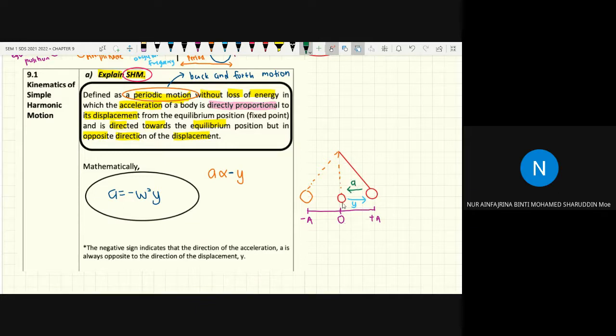Same thing, when it starts from equilibrium and goes to the negative amplitude, it will have a displacement y. Its acceleration is directed towards the equilibrium. Okay, can you understand what it means? So it says acceleration is directly proportional to its displacement from the equilibrium position.